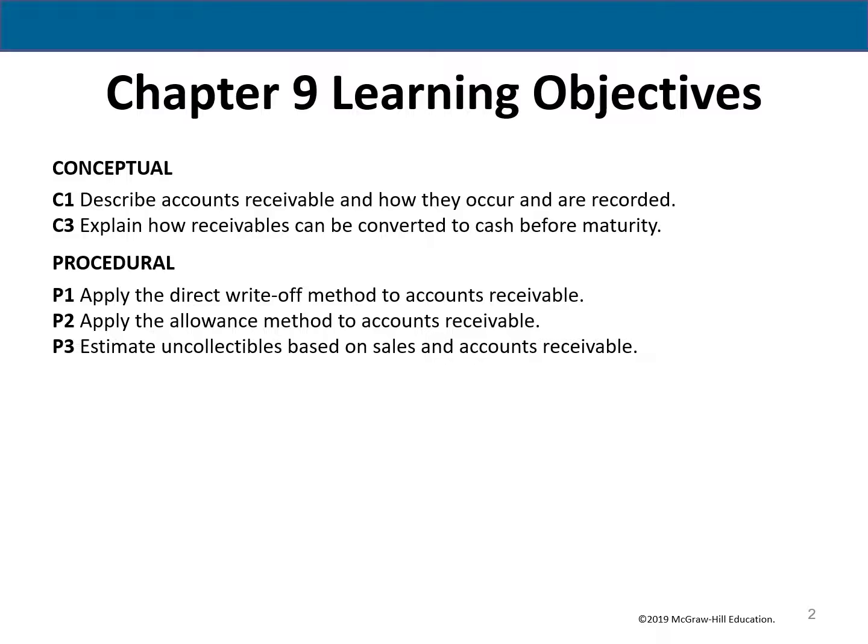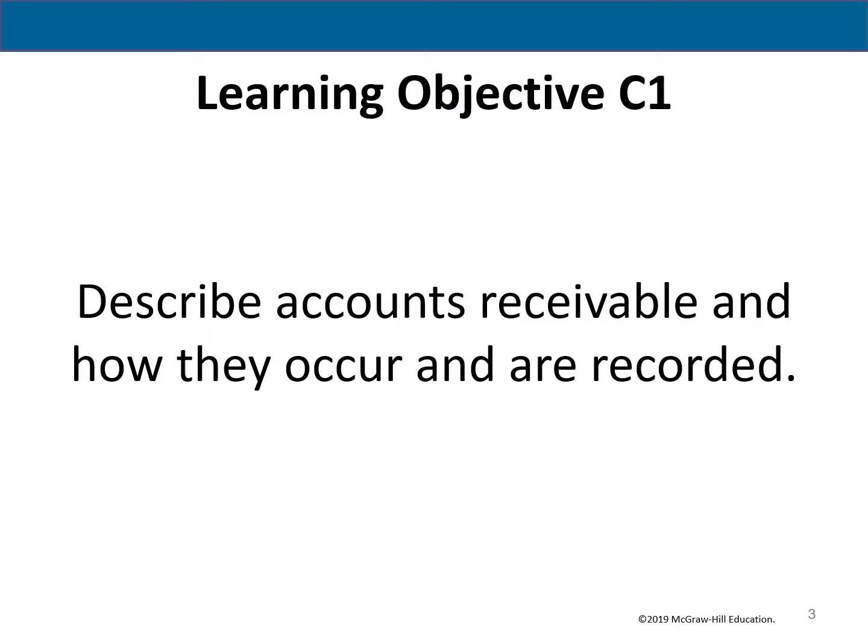We're going to look at what's called the direct write-off method of accounts receivables, the allowance method, and we're going to show you how we estimate for uncollectible accounts based on sales and accounts receivables. So that'll all make more sense as we proceed.